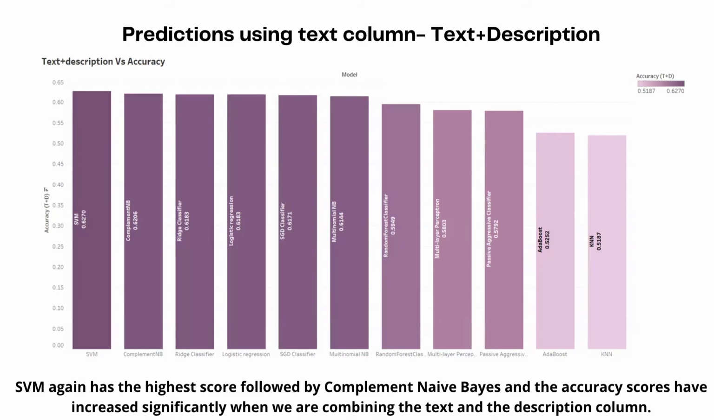Accuracy has jumped from 30 to 40% that we were getting with non-text to almost 62%, which is near to what PyCaret was also giving us. KNN has the lowest accuracy. We used a KNN model with five neighbors, and again, AdaBoost is not increasing the accuracy score to a great extent. It's only at around 0.5.